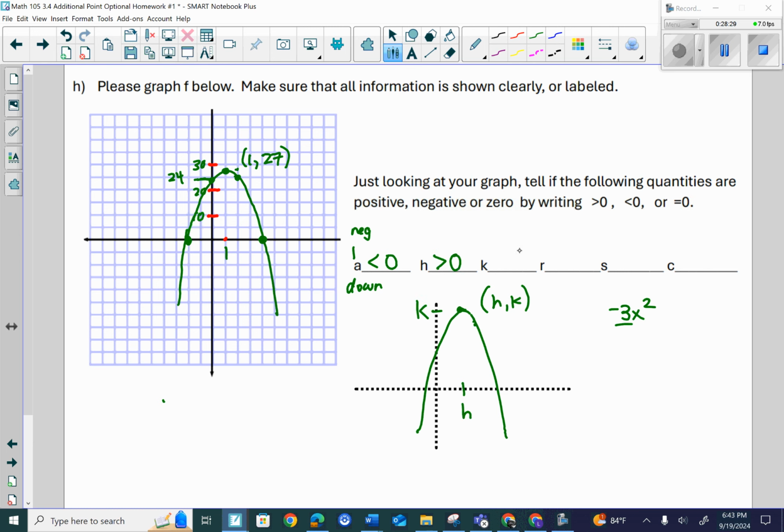And K is up there, which is in the positive y's. So K is positive. R is over here, the lesser of the two roots, and that is negative or less than 0. And S is over here, and that is positive, so greater than 0. And I would see that C is right about there on my weird graph here, and that is positive. Just by looking at the graph, we should know what all of those variables mean.